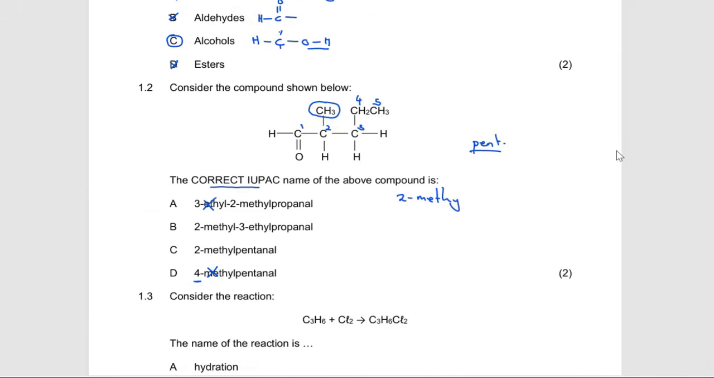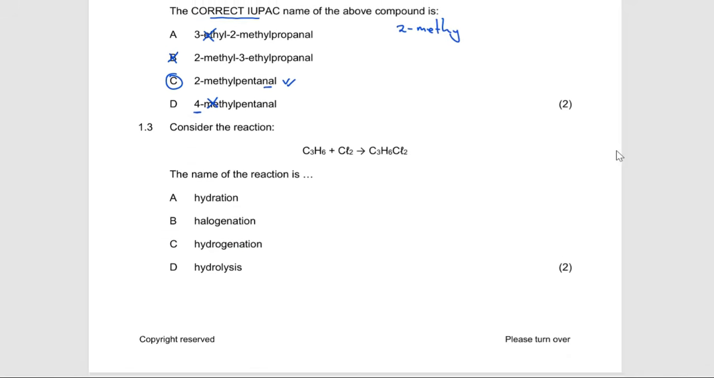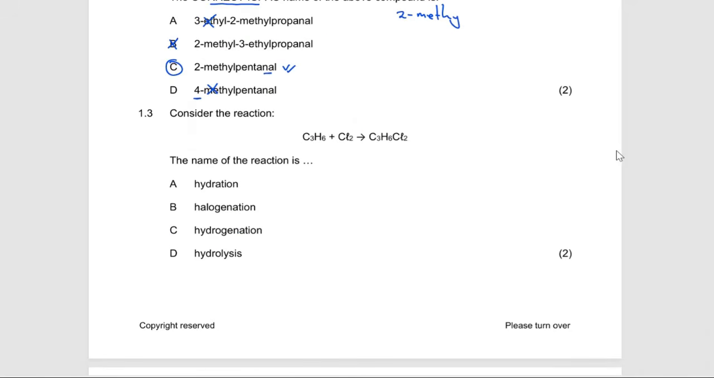According to this, we can see our longest chain, we said, is going to be pent, and this one is having an ethyl there. So B is already incorrect. So our correct option is going to be option C, which is 2-methyl pentanal. Then 1.3: consider the reaction.